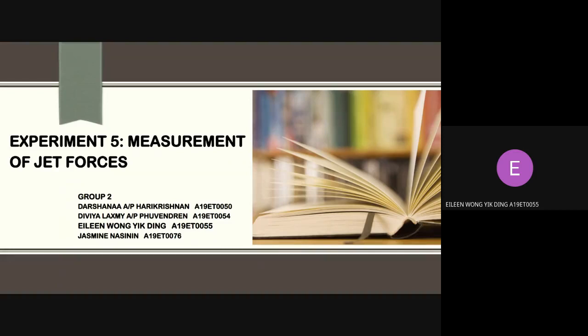Hello everyone, we are from Group 2, which consists of Darshanaa, Diviya, Eileen, and Jasmine. We are going to talk about Experiment 5, Measurements of Jet Forces.